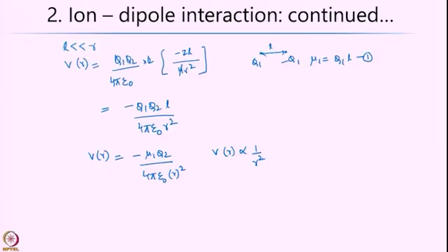So now what we shall look at is the angle dependence of the ion-dipole interaction. If the ion and the dipole are at an angle theta, then one would have a cos theta term to account for the angular dependence between the charge and the point dipole.